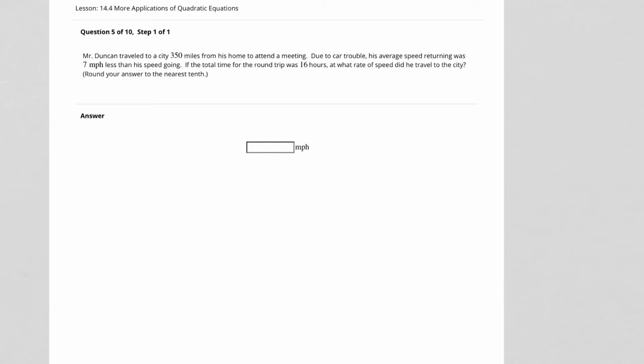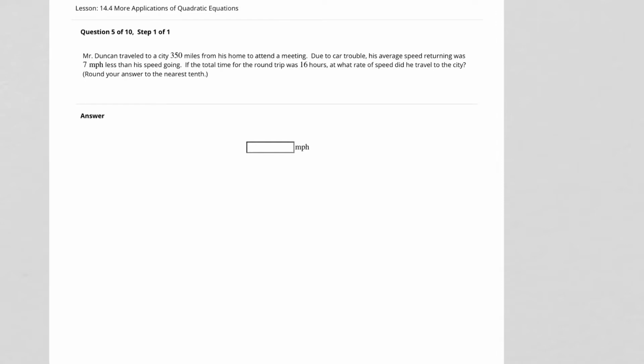Mr. Duncan traveled to a city 350 miles from his home to attend a meeting. Due to car trouble, his average speed returning was 7 miles per hour less than his speed going. If the total time for the round trip was 16 hours, at what rate of speed did he travel to the city? Round your answer to the nearest tenth.